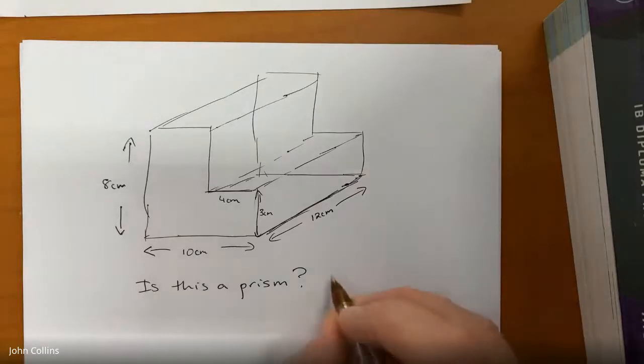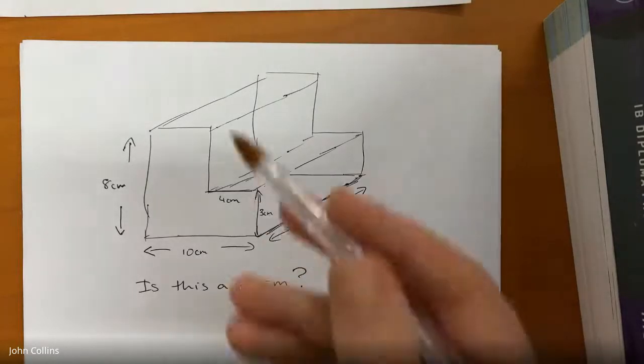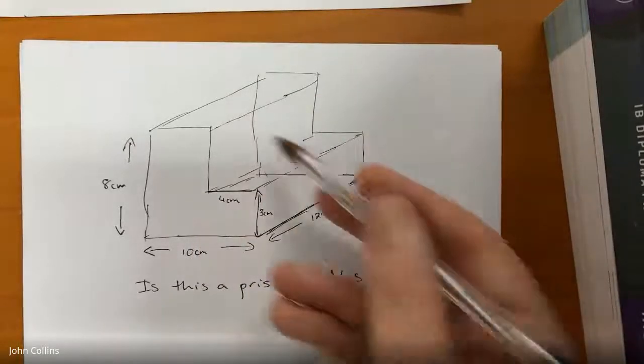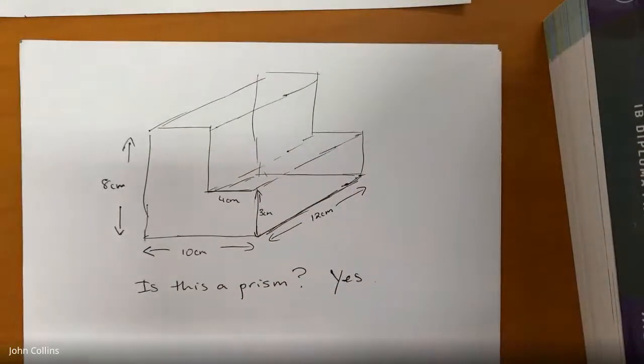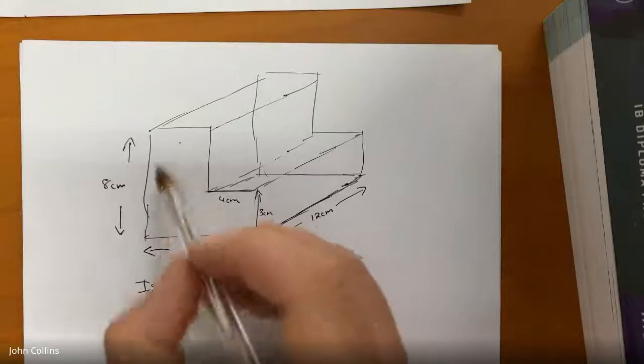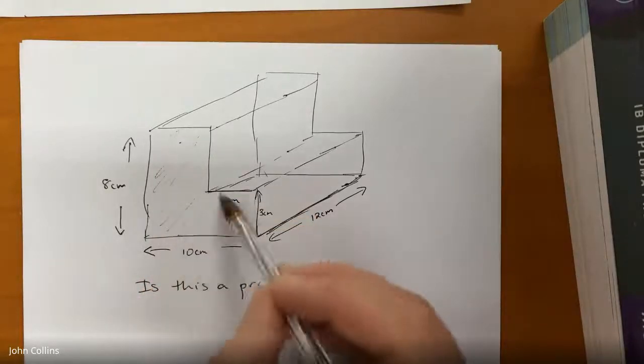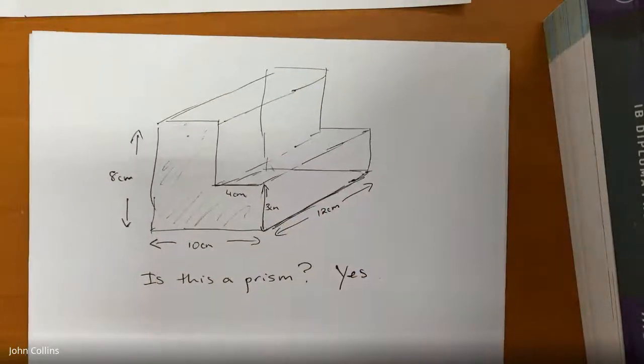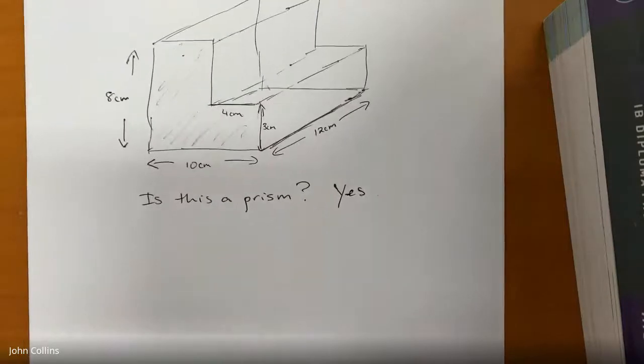Yeah, I think it's a prism too, yes. So I've looked at it, and anywhere, if I slice it this way, it should open up and look like this shape, the front shape, at any stage. So yes, it is a prism. So therefore, I can get the volume.